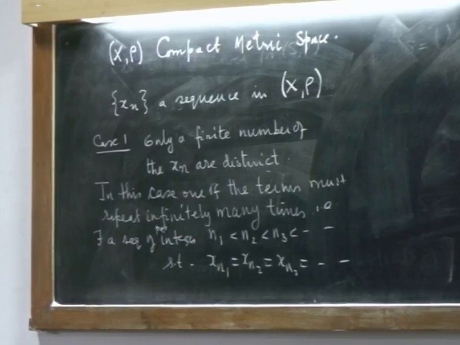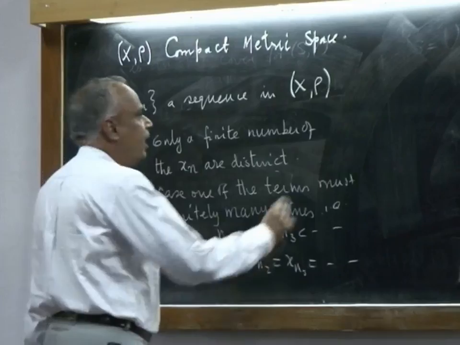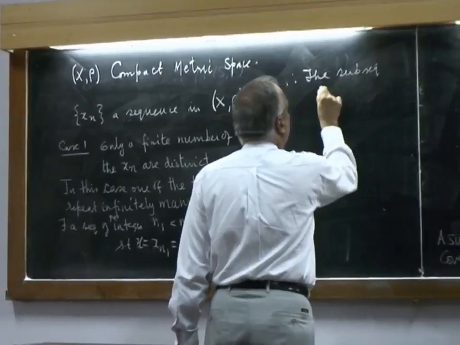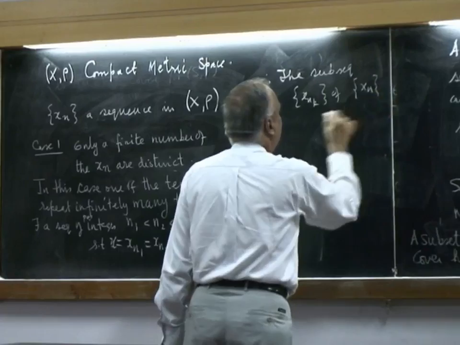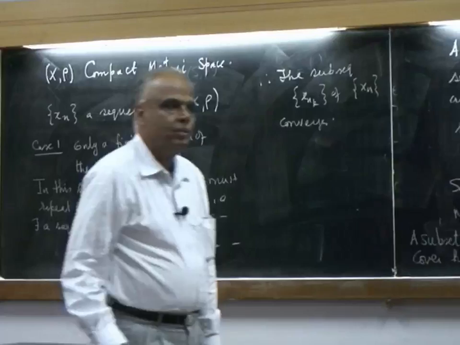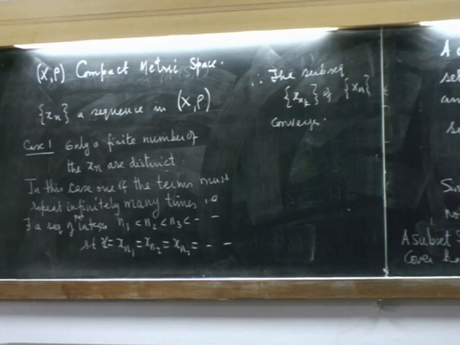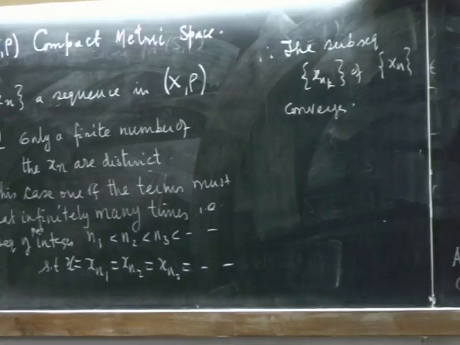Okay. So, let us say x is equal to this common value, and therefore, the subsequence xnk of xn converges. So, therefore, in this case, the given sequence has a convergent subsequence. Therefore, xn has a convergent subsequence.